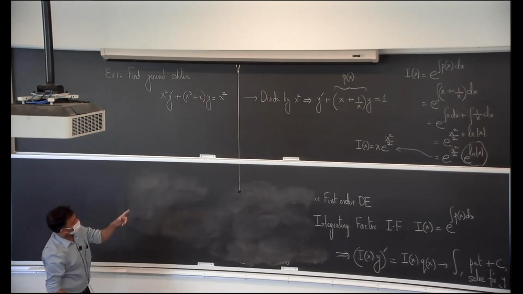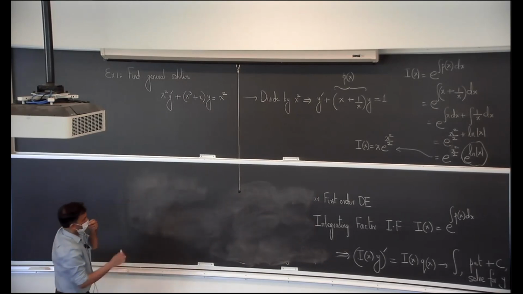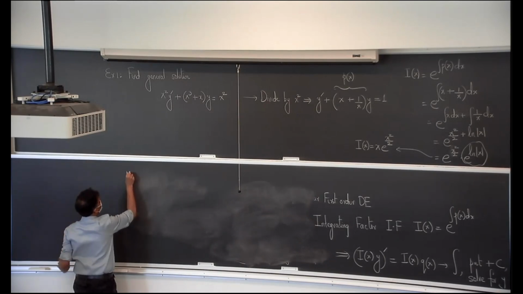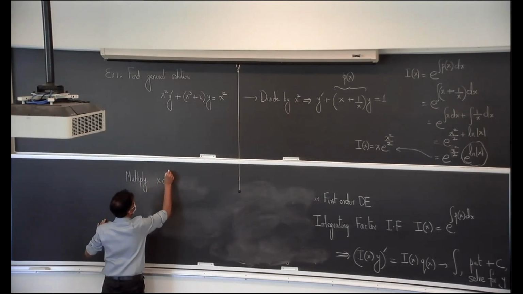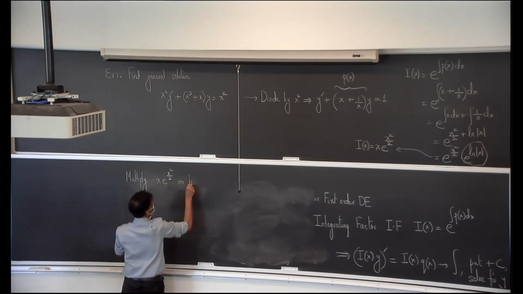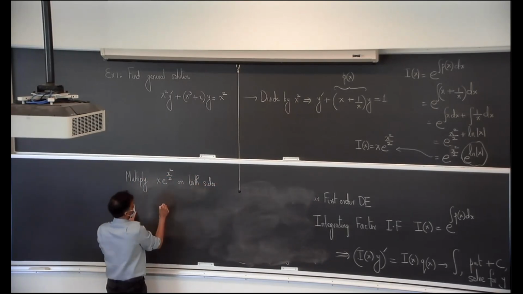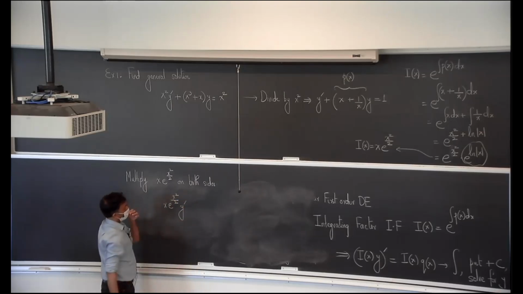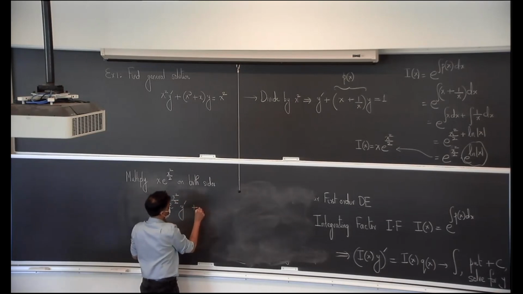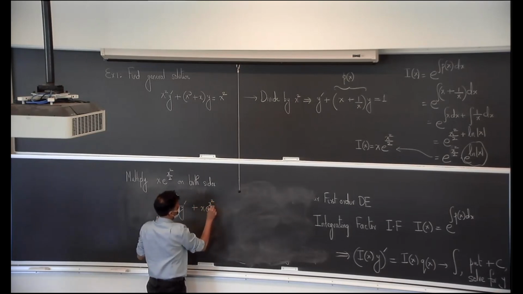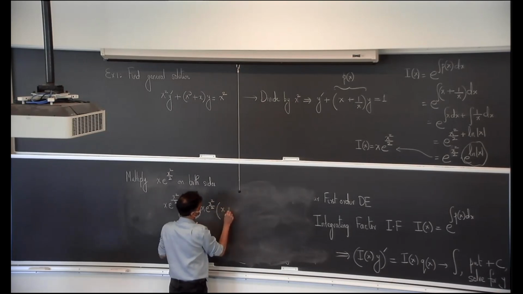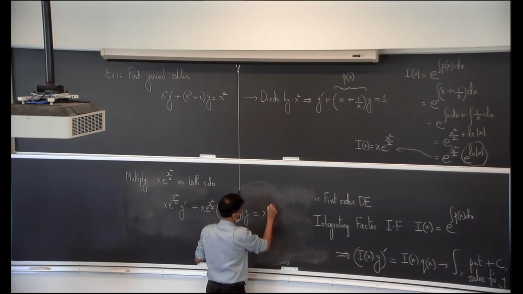So multiply that term on both sides of the equation, the standard form. And we get x e to the power of x square over 2 times y prime plus x e to the power of x square over 2 times y equal to x e to the power of x square over 2.